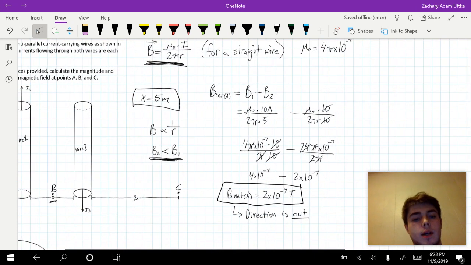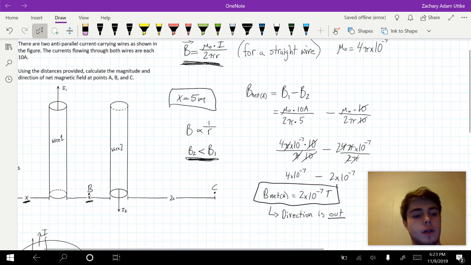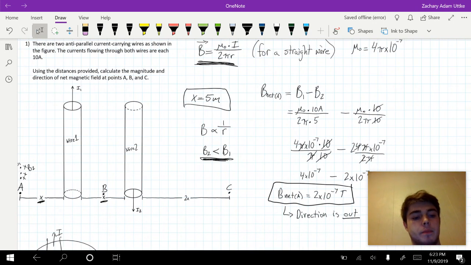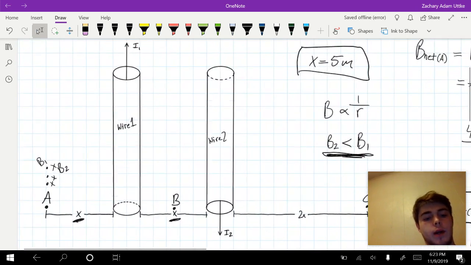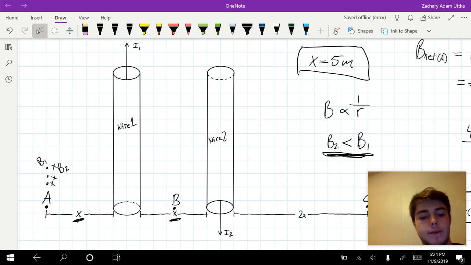Okay? And now let's keep doing the same thing. Let's figure out what it is at point B. So if we use our right-hand rule for wire 1, we see that our thumb is pointing upward and our fingers are directed into the page. That's B1. And let's use a different color. If we look at wire 2, using our thumb going down, our fingers will wrap around in as well. Okay?